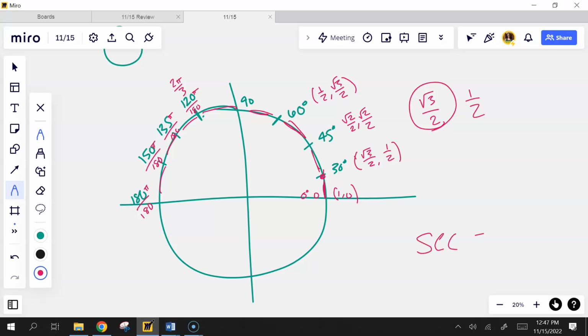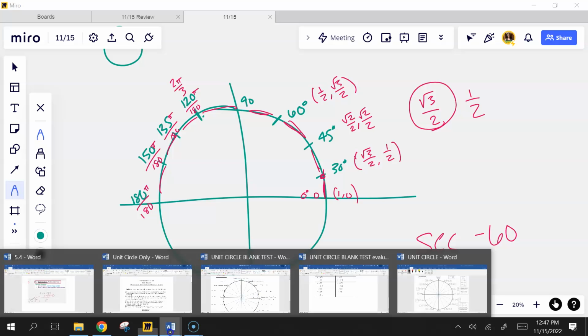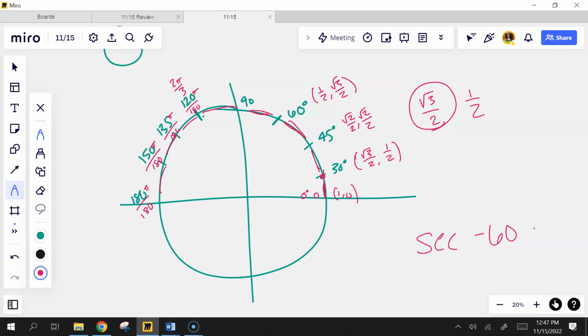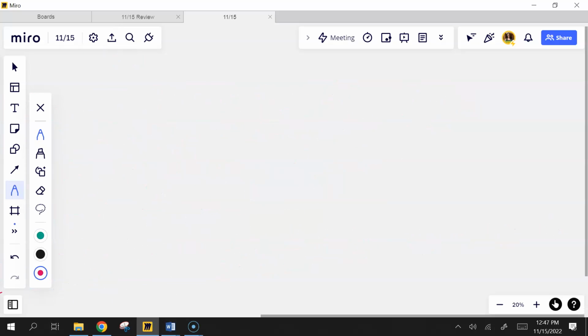Secant negative 60. So I need to go to negative 60 degrees, right? My unit circle here doesn't have degrees on it. But if I go to degrees, remember this is 30, 45. So here would be 60. Right here. That's negative 60. So secant is the flip of cosine. So what is cosine at negative 60? 1/2. What's the flip of that? 2. So that's 2. Secant pi over 6.